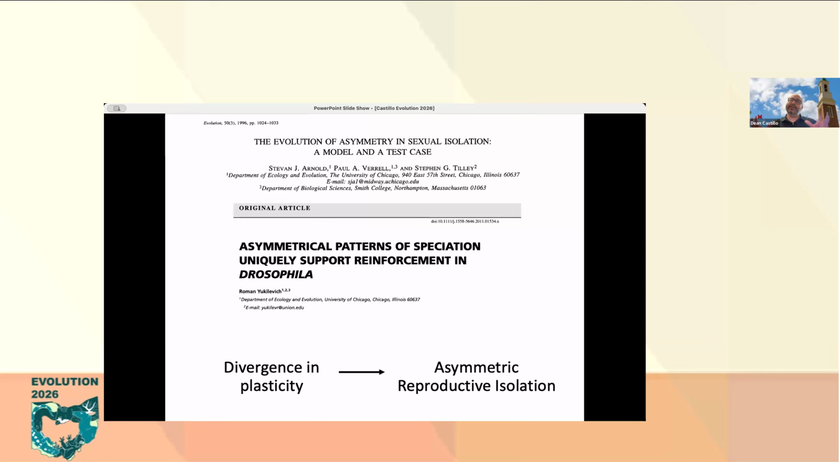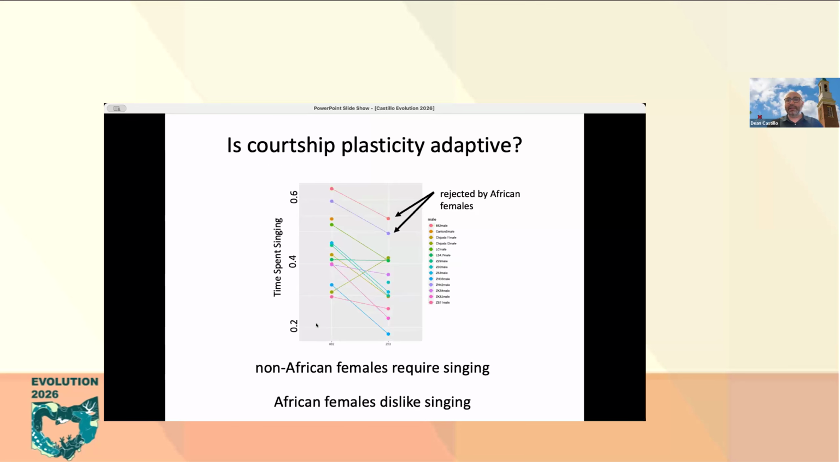So I'm starting to think that a good working hypothesis might be that it's not the loss of a signal that is important for asymmetry, but maybe it's this plasticity. We see a shift in a mean trait, a shift in some type of plastic response that could be leading to asymmetric reproductive isolation. And that would make sense if courtship plasticity is adaptive.